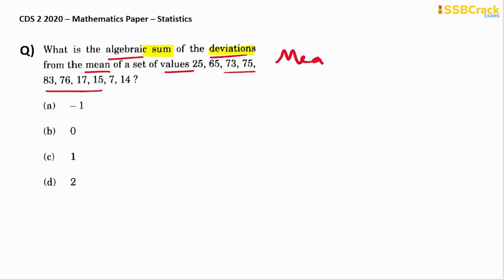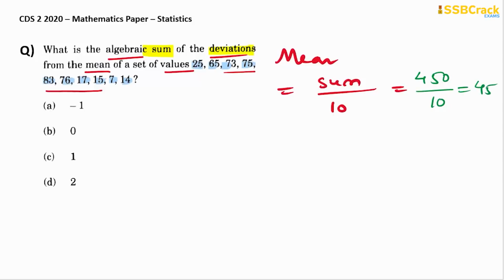Mean, how do you find it? It's simple: the sum divided by the number of observations. How many observations are there? Let's count them: 1, 2, 3, 4, 5, 6, 7, 8, 9, 10 observations. So there are a total of 10. Their sum you find out, you're going to get 450. So 450 divided by 10, what do you get? 45. So 45 is the mean of the given data values.